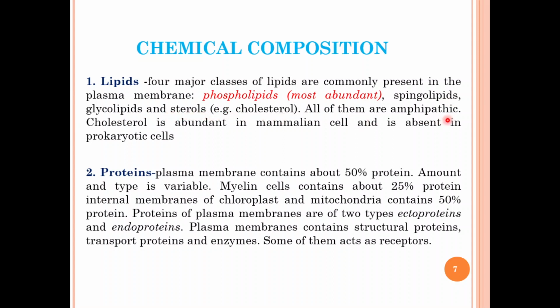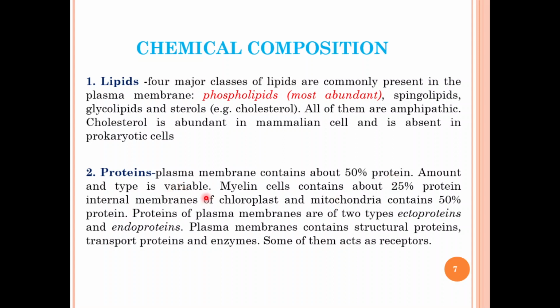All of them are amphipathic. Cholesterol is abundant in mammalian cells and is absent in prokaryotic cells. Point to be noted that cholesterol is abundant in mammalian cells and it is absent in prokaryotic cells. Now the second component which makes the cell membrane is the proteins. So plasma membrane contains about 50% of proteins. Out of the total amount of elements, protein percentage is 50%.